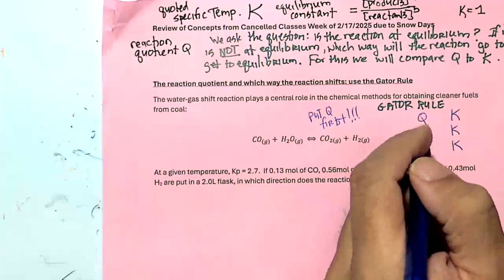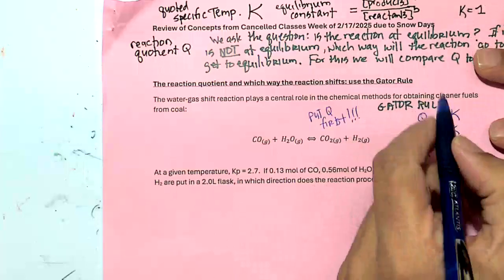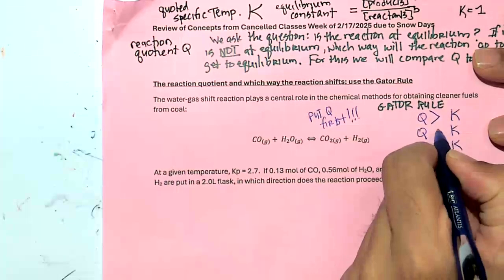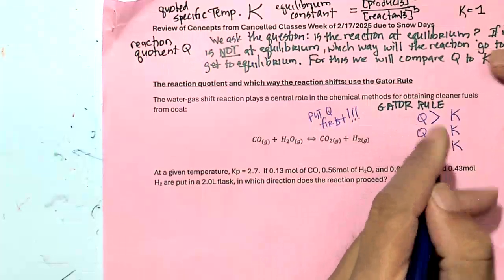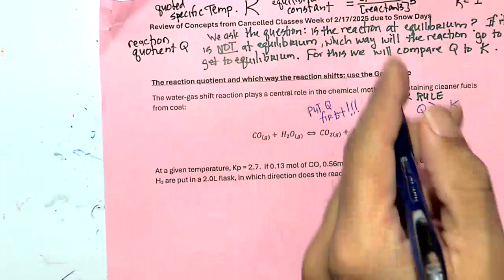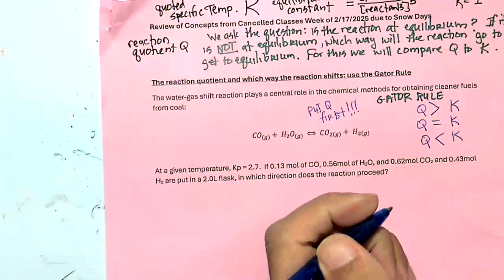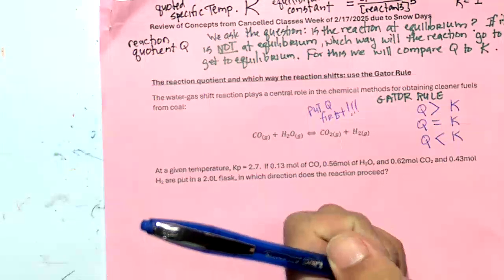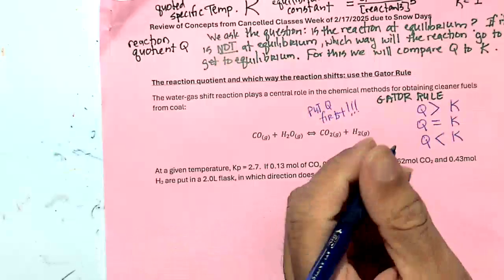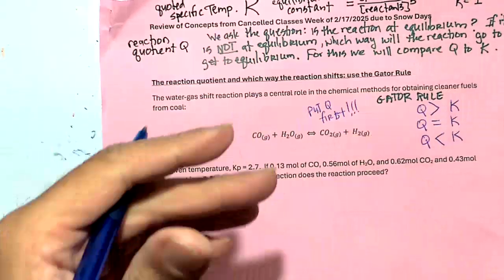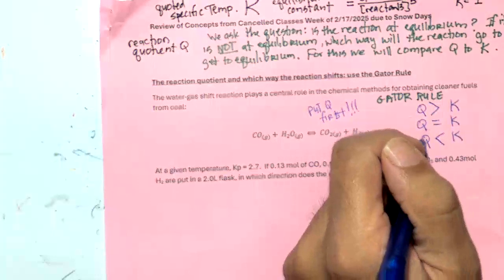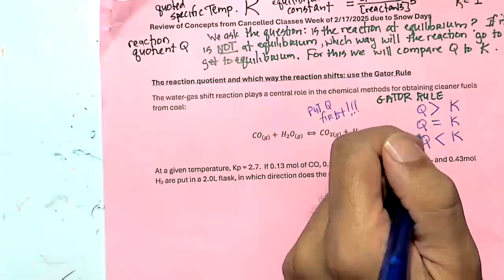There are three things that could happen when you compare Q to K. Q can be greater than K, Q can equal K, or Q can be less than K.